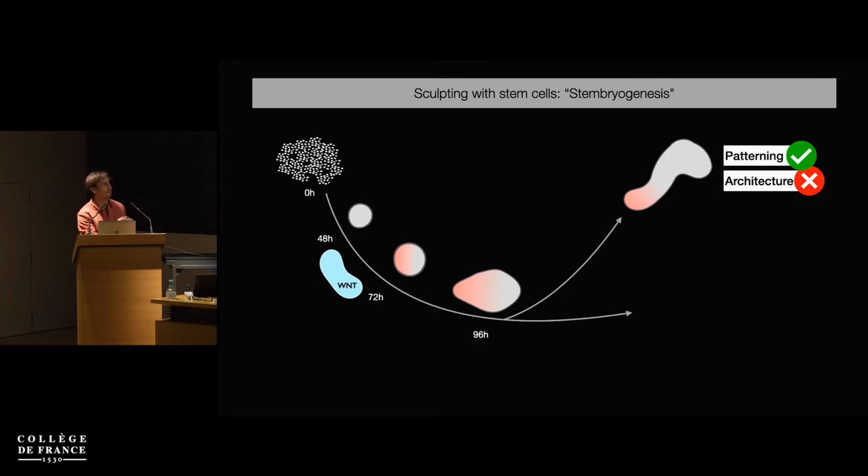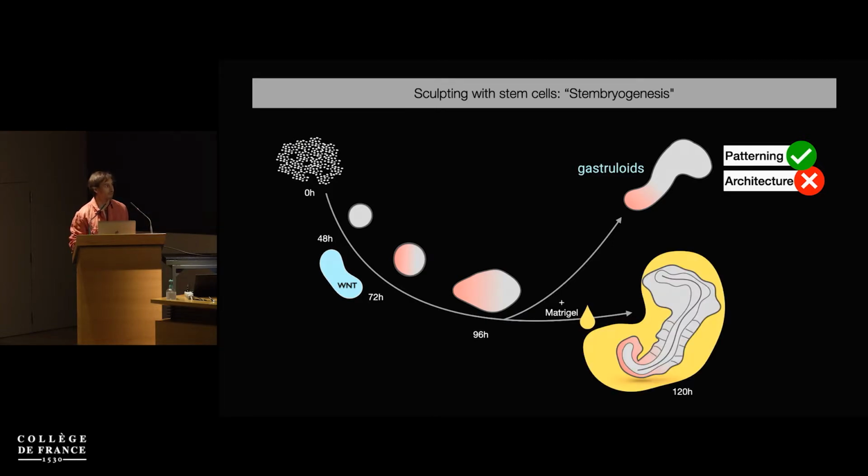Essentially, these structures are, at least at the coarse grain level, pretty much patterned like an embryo, or like an embryo without a head, to be more precise, but they lack the stereotypical architecture. So again, these are the gastruloids. What I have shown is that you can supplement these structures with an ECM in the form of Matrigel, and this now pretty much unlocks embryo-like architecture.